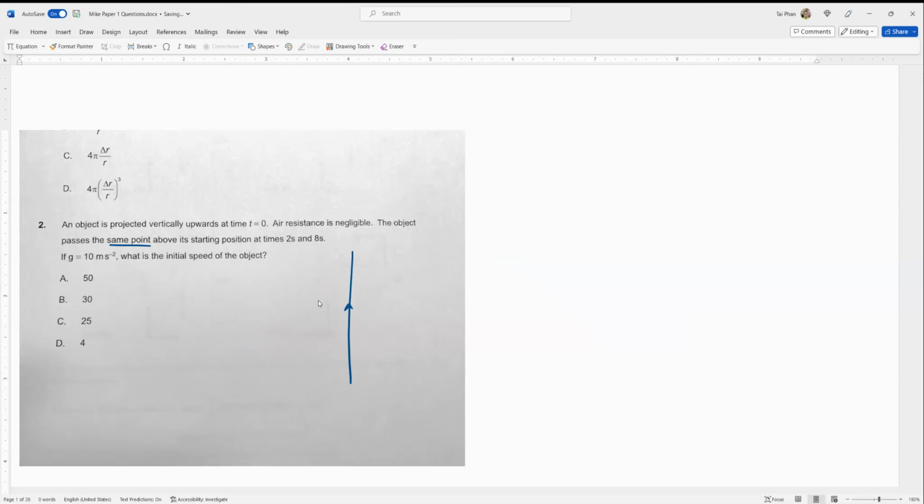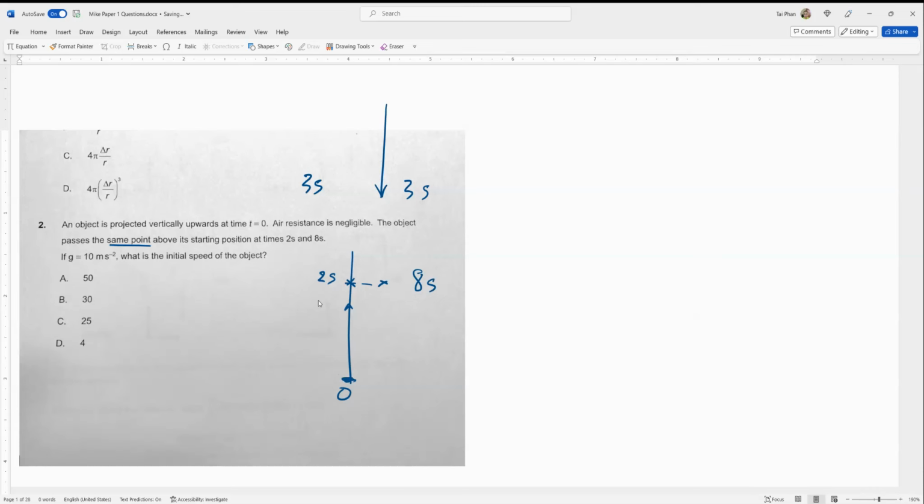This is the starting point. It reaches a certain height like this at this point, at 2 seconds going up. It takes 2 seconds to go up to that position, then continues going up until the velocity decreases to zero, and then falls back again, passing through this same point after another 6 seconds: going up 3 seconds, going down 3 seconds. The total time going up and down is 6 seconds, and the total time from when we start shooting it up is 8 seconds.